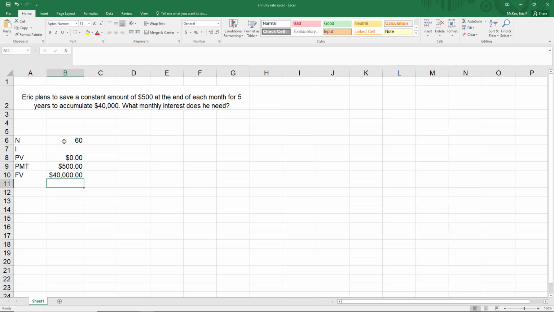Now, I need to go back and change either payment or future value to be negative. I'm going to choose to do it to payment. So I'm going to make payment negative 500. The reason I'm doing that is because the Excel function that we are about to use assumes that we are finding the interest rate from someone's perspective. And the Excel function will not work if present value, payment, and future value don't have the correct signs.